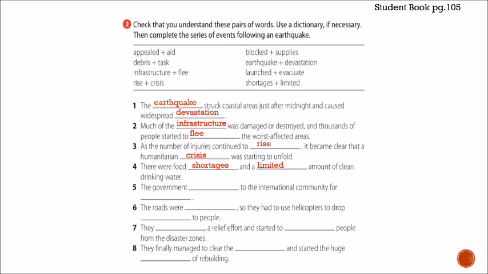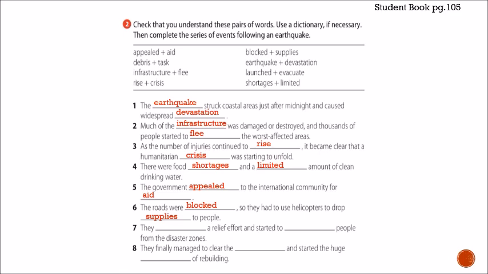Number 5, the government blank to the international community for blank. So the government appealed to the international community for aid, for help, okay? Number 6, the roads were blank, so they had to use helicopters to drop blank to people. If they could not have access to the roads, that means that the roads were blocked. So they had to use helicopters to drop supplies to people, right? Supplies, materials, it can even be food.